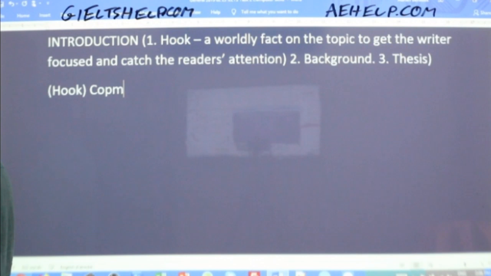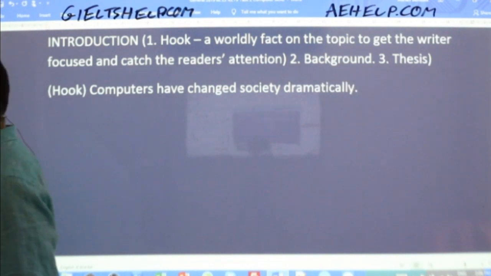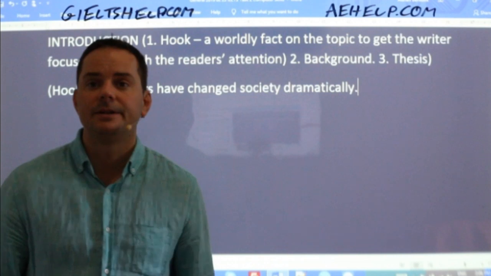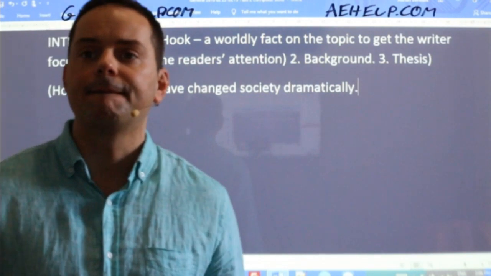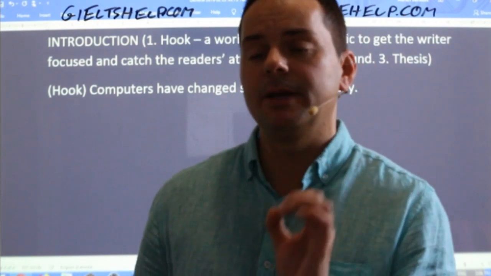So computers, with the corrected way, of course, Rekha. Computers have changed society dramatically. Okay, that would be a bit better like that. All right. Begzod, yeah, it's good, just simpler. Okay, you don't need to make it so complex.